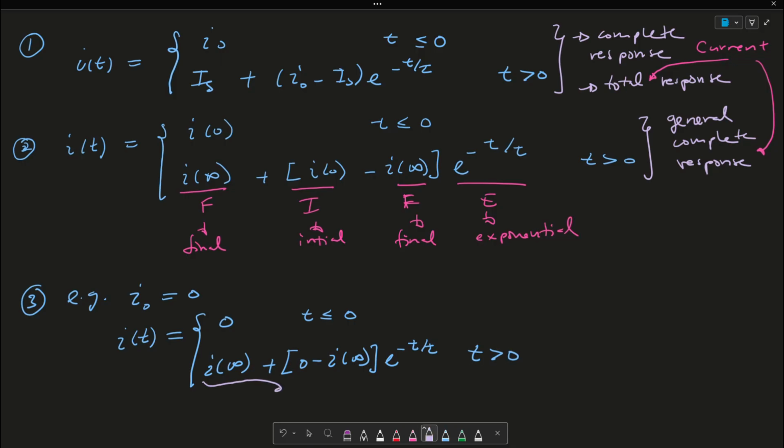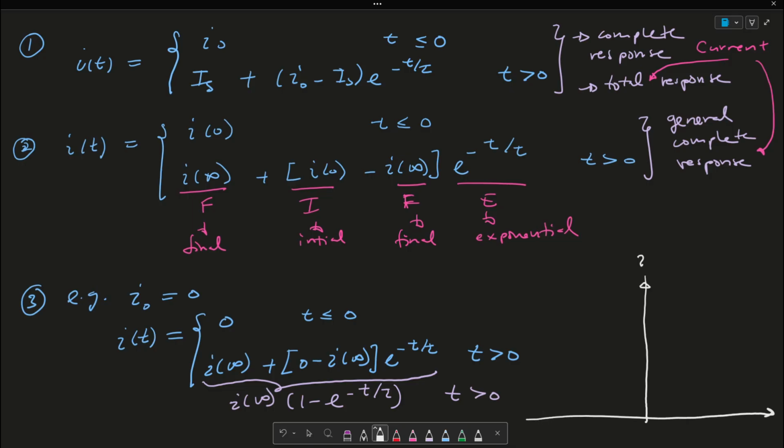So what we can do then is say that this, if we want to simplify it, becomes I of infinity times 1 minus e to the negative t over tau for t greater than 0. And essentially what we have here is the step response of I of t, and that is because from t equals negative infinity all the way to t equals 0, we get this 0. And then we know that as t goes to infinity, my current saturates at I of infinity. So it's going to look something like this.